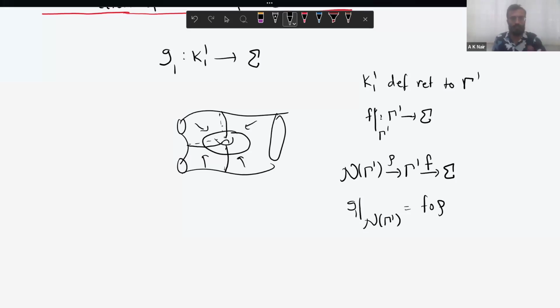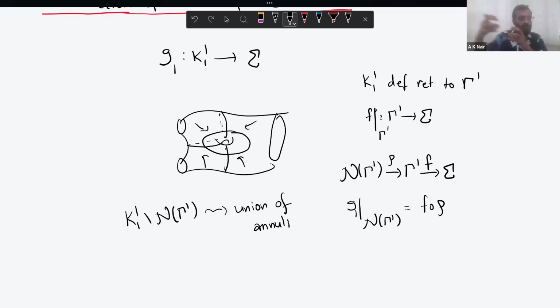Right? So it's easy to see that G1 is homotopic to f because they generate the same homomorphism at the level of fundamental groups. And now you can extend the remaining part. If you just remove from K1 prime the neighborhood of gamma prime, whatever is remaining is a union of annuli. You can just extend your map because a union of annuli is nothing but a free homotopy between two curves. You can extend that map to the annuli and thus extend the whole map to K1 prime.